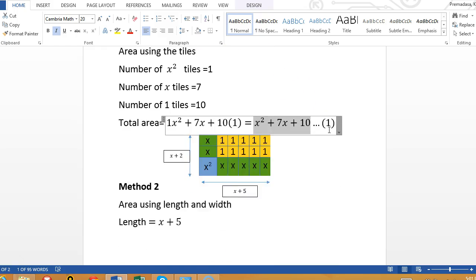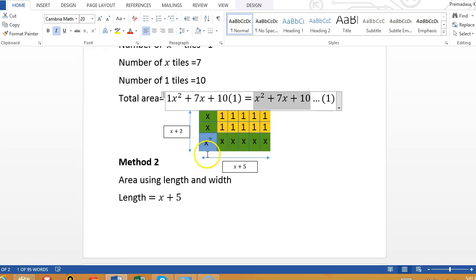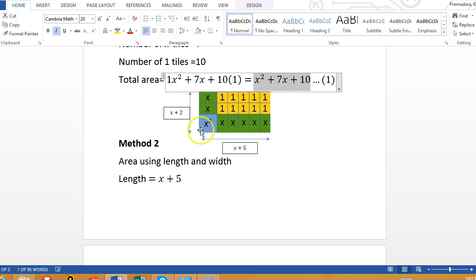Now how do we factor it? The way to factor the quadratic expression is pretty easy. We measure the length and the width of the rectangle, and we know that the area is length times width, correct? So if you know the length and the width, then we know the area. So let's find the length. Let's measure.